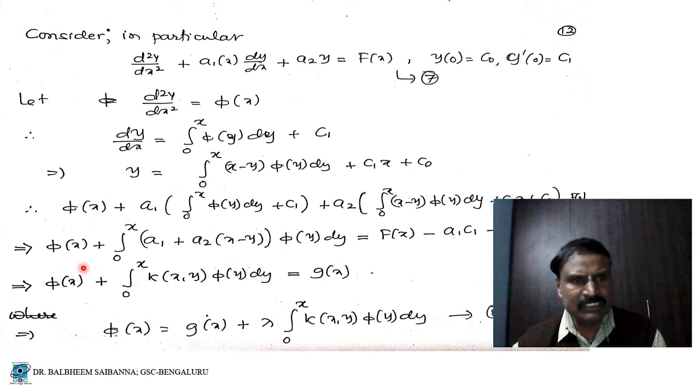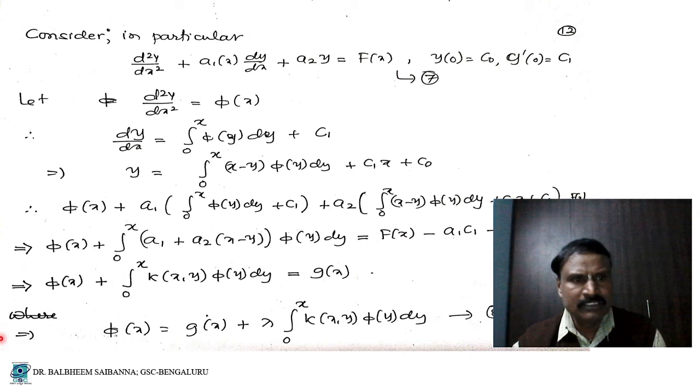Then pi of x plus, now we write the integrals from 0 to x together. What will we get? a1 plus a2 times (x minus y) in terms of pi of y dy. The other terms we should take to the right hand side. So on the right hand side, f of x, the next term is a1 into c1. a1 is multiplied by c1, take it to the right hand side, minus a1 c1. Next a2 c1x, that is minus a2 c1x, and a2 c0 also we should take to the right hand side, minus a2 c0.